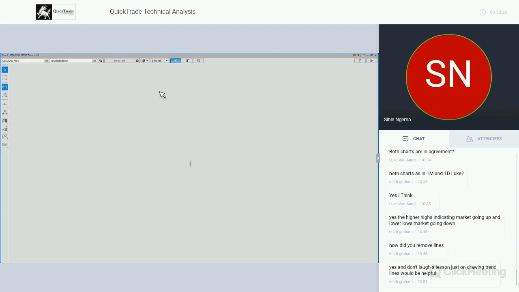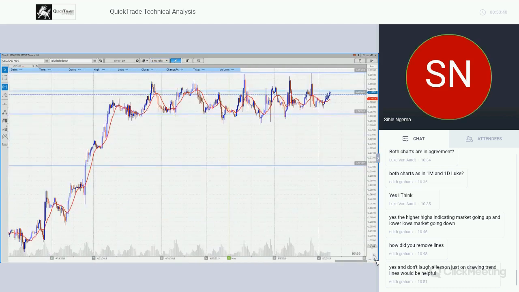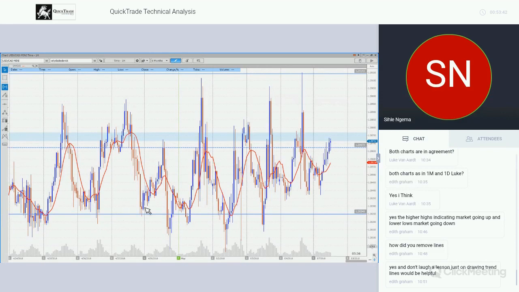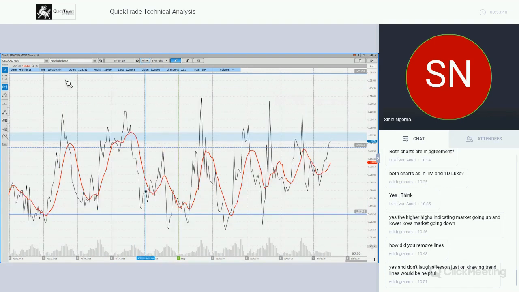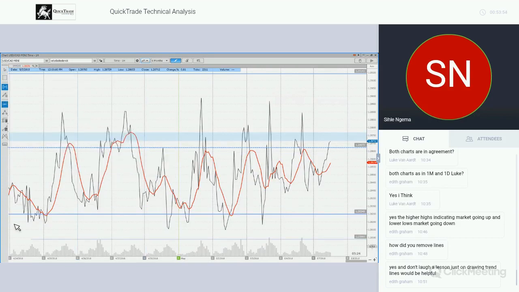Now let's move down to a lower time frame. I now want us to have a look at this using the hourly time frame or the hourly chart. The hourly chart looks a little bit nicer. Now let's do this. Let's make it a line chart. I want us to mark the turning points on this one using the line chart.